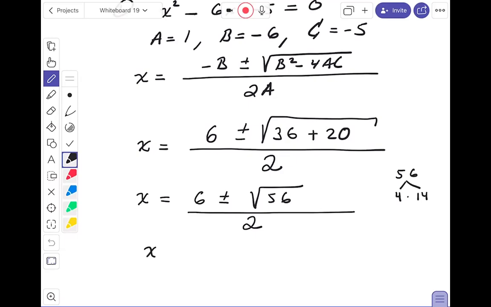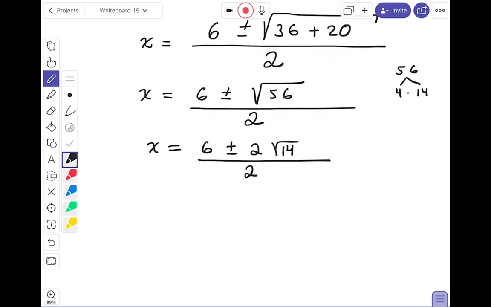So I'll write this over here. The square root of 56 is actually going to be 2 root 14. Again, the square root of 4 is 2. Square root of 14, don't know. We're going to divide through by 2 now, term by term. What's 6 divided by 2? 3. 2 divided by 2 is 1, so we just get 1 root 14.